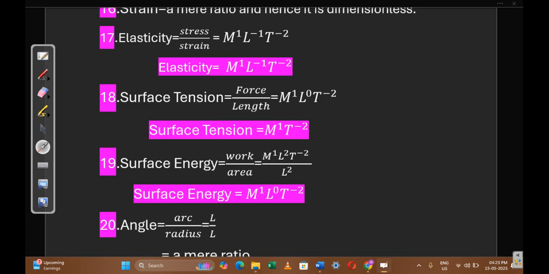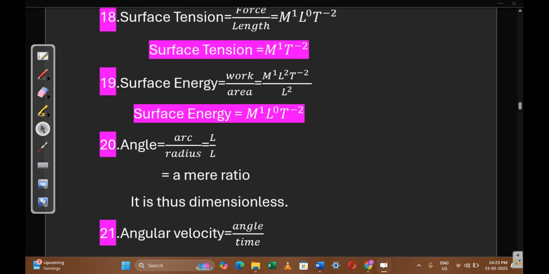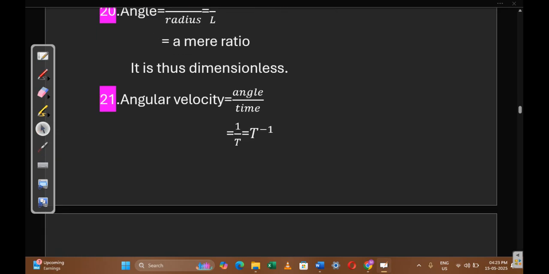Next one is angle. Angle is arc by radius. So it is a ratio, and a ratio is a dimensionless quantity. Angular velocity is angle by time. Angle doesn't have any units, so time is expressed as T inverse here. Next one is angular acceleration. Angular acceleration has the dimension formula T power minus 2.